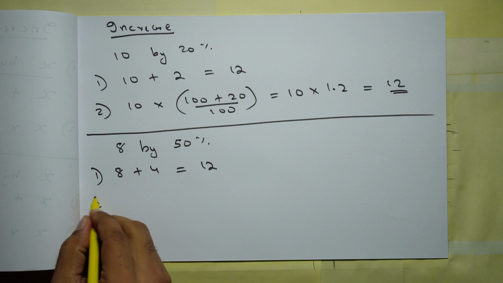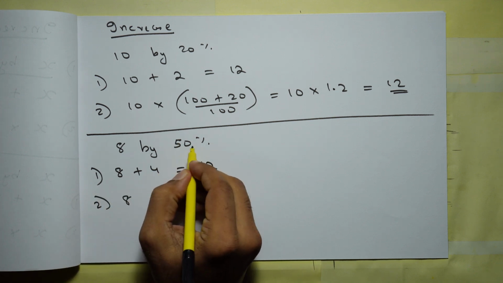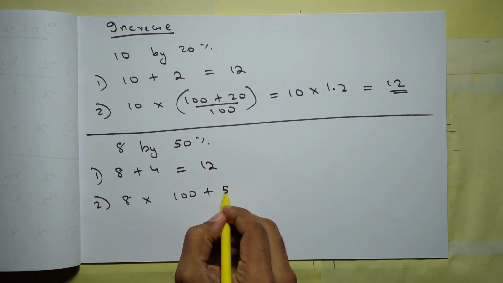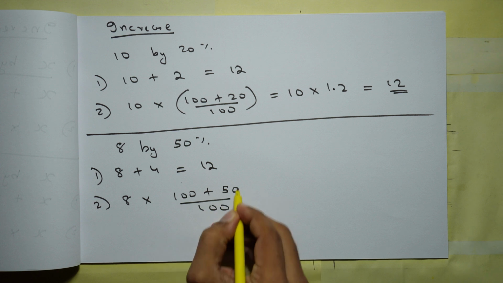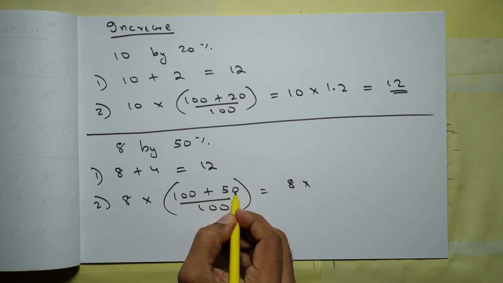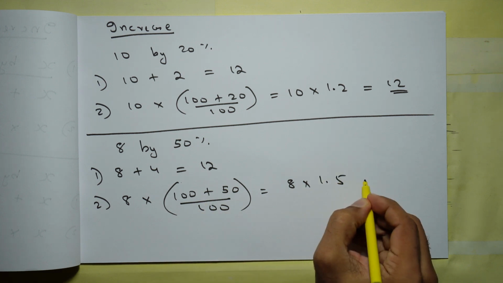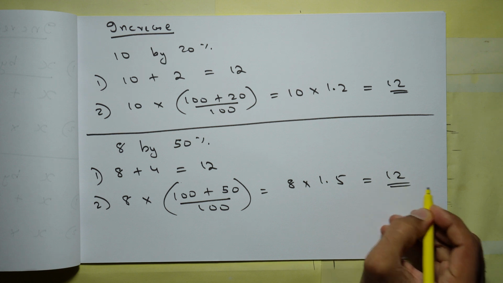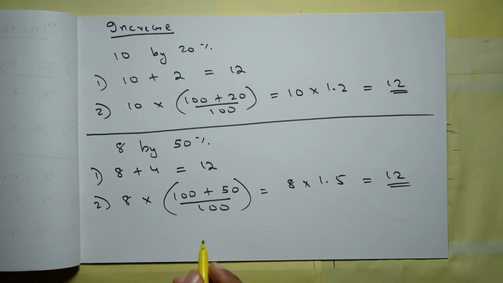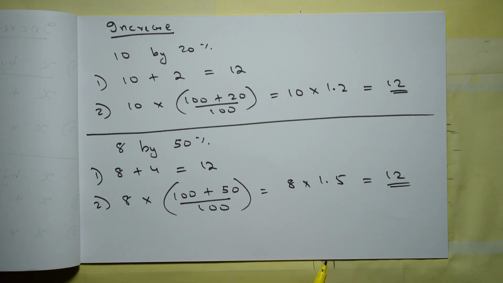Let us look at the other method. You have the number 8. You want to increase it by 50%. So that will be 8 into (100 plus 50) by 100. So you will get 8 into (100 plus 50), 150. 150 by 100 gives you 1.5. So 8 into 1.5 gives you 12. So again, you have increased 8 by 50%. This is how you can increase a particular value by a certain percentage.